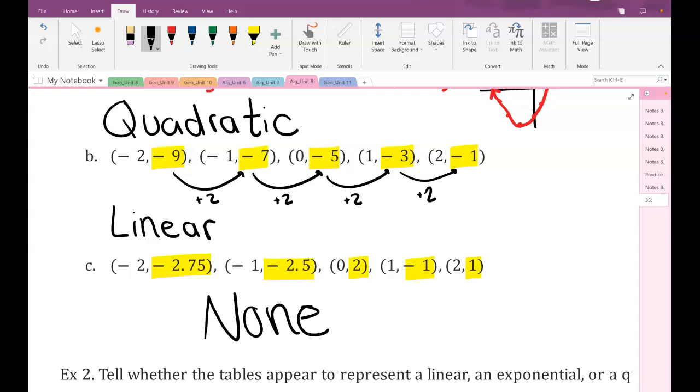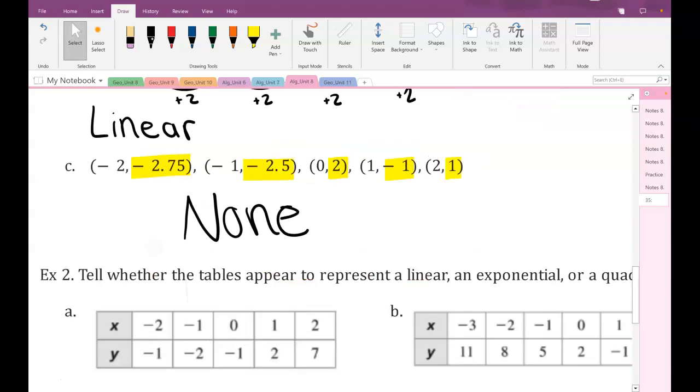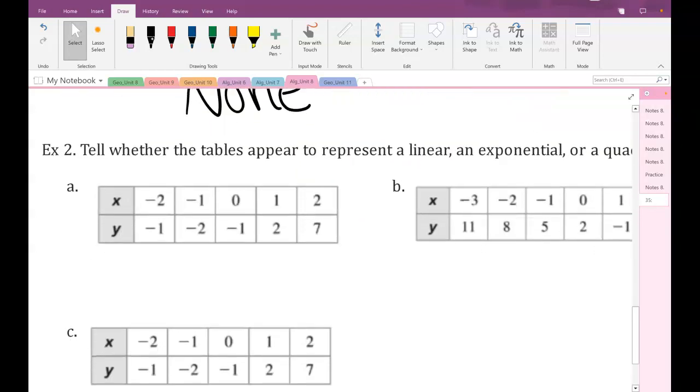All right. Last examples we're doing now is if we're given a table instead of points.